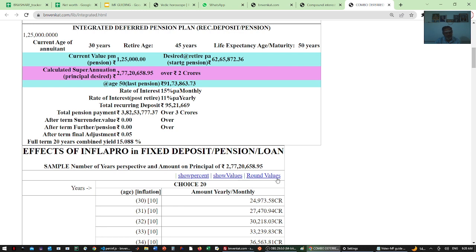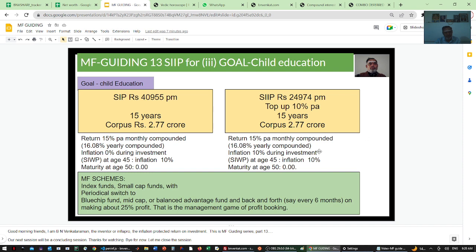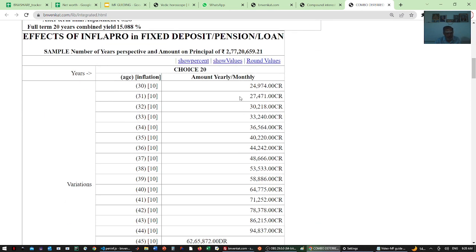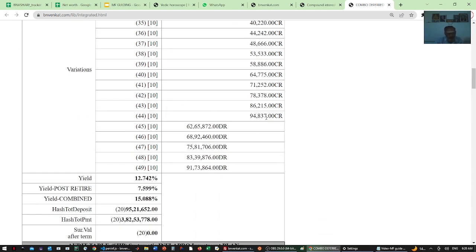We are coming across a figure of, let us take a round value, 24,974. This is what I have summarized in the presentation page. Starting investment is 24,034, then a 10% top-up increase every year. That is 24,934 rupees per month in the first year, 27,471 rupees per month in the second year, and so on. In the 15th year, it is 94,837 rupees per month.